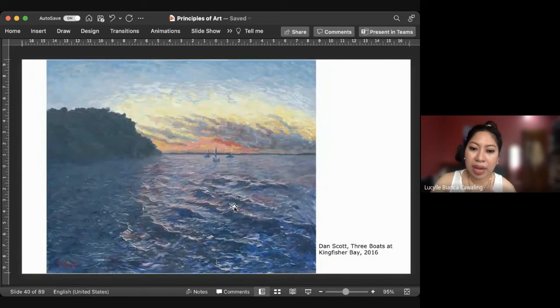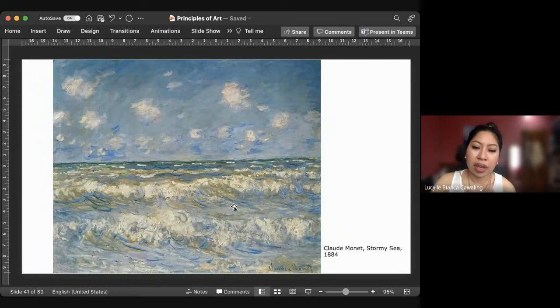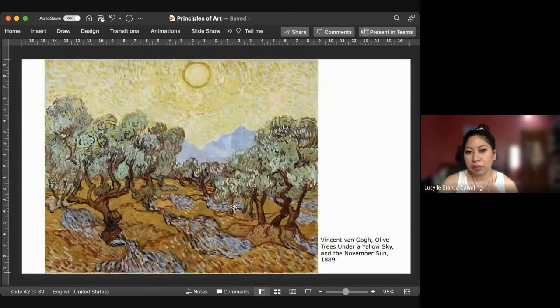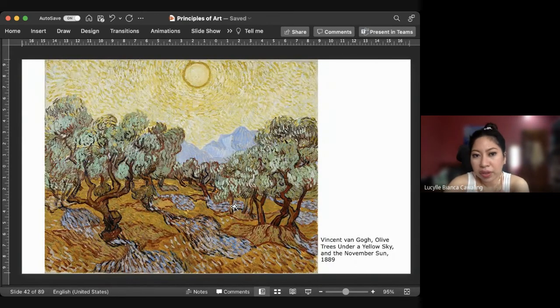And another one by Don Scott, Three Boats at Kingfisher Bay in 2016. And another one by Claude Monet, Stormy Seas. And this one is by Vincent van Gogh again, Olive Trees Under the Yellow Sky. You can see how the directional brush strokes go in one direction. Can you see? It gives out a sense of direction or movement.